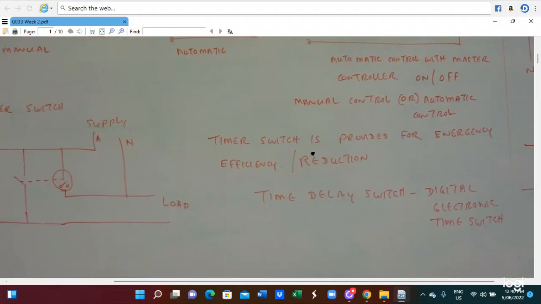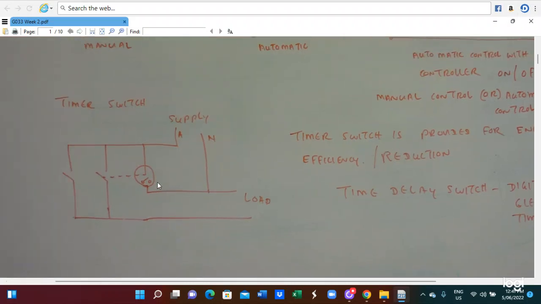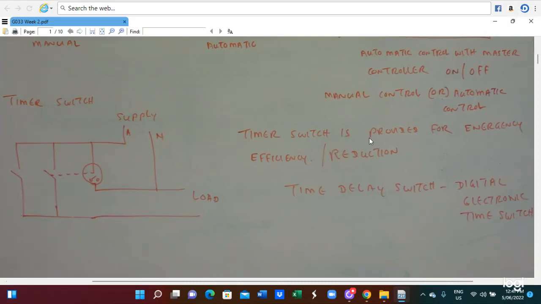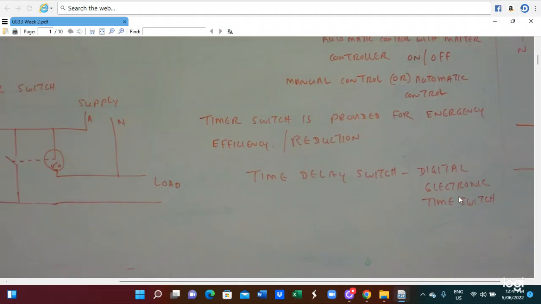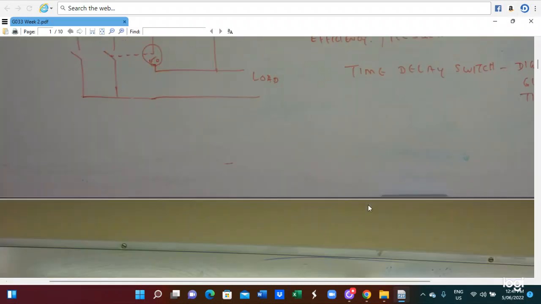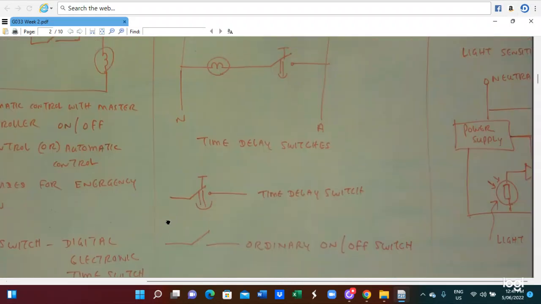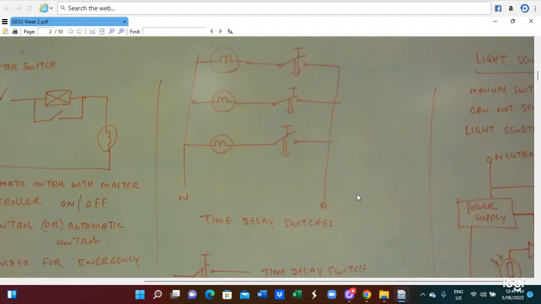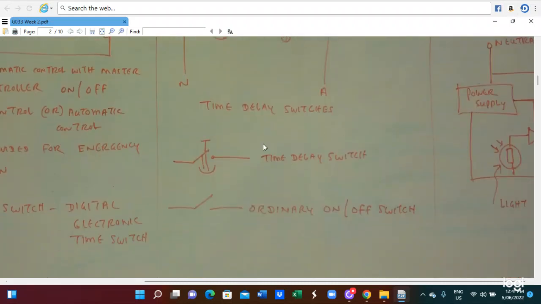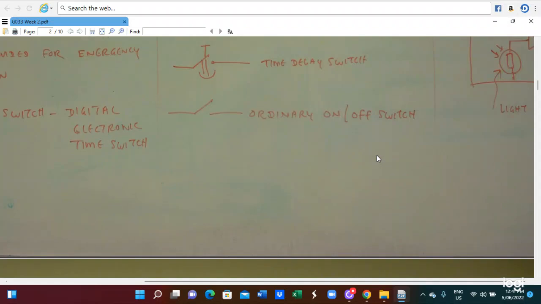Timer switches are provided for energy reduction. So this is the timer switch, provided for energy efficiency. Digital electronic time switches are also included. So this is the timer switch connection. Here is a time switch connection like this. Time switches are connected to the switch. And this is the ordinary on-off switch.